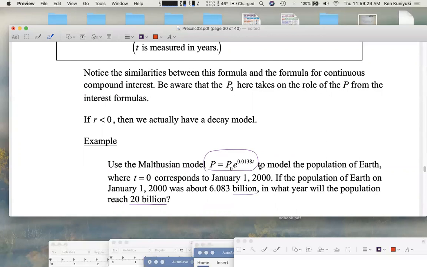So we're asking, for what year will this happen? And it'll help a lot to find the value of t that will solve this equation when P is basically 20 billion. The unit is going to be billions of people.